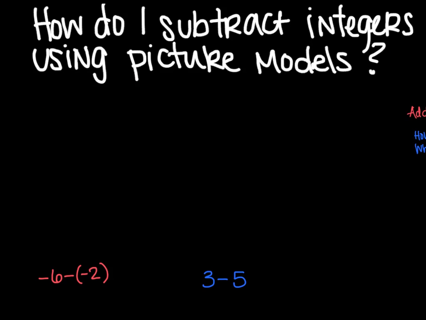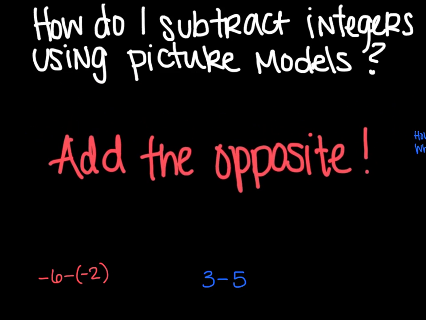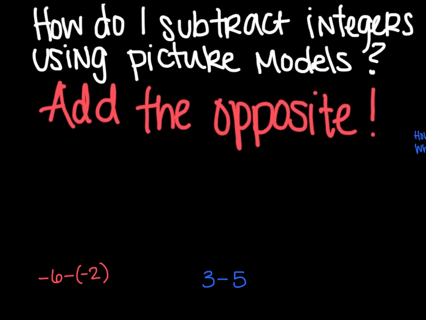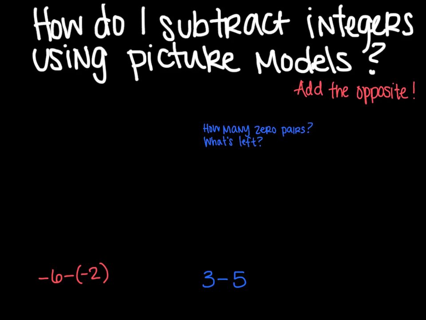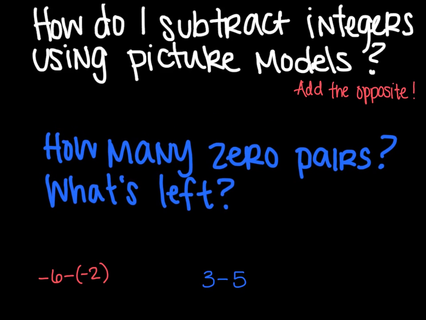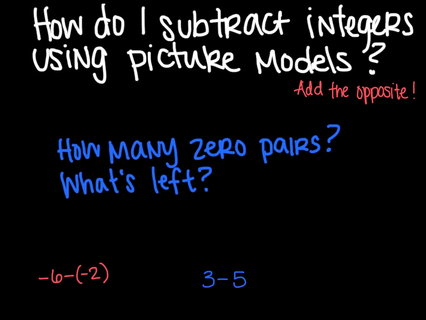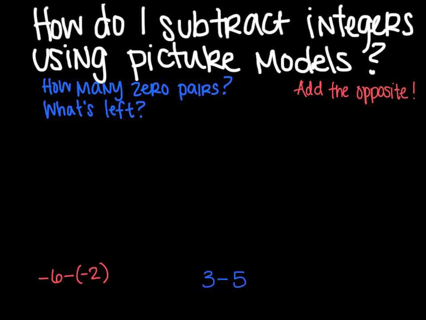How do I subtract integers using picture models? Well, the very first thing, like always, is going to be to add the opposite. Anytime you're subtracting, you'll want to add the opposite. You're going to also want to ask yourself 2 questions. How many 0 pairs, and what's left? Same exact questions as adding, because you're changing the subtraction into an addition problem.